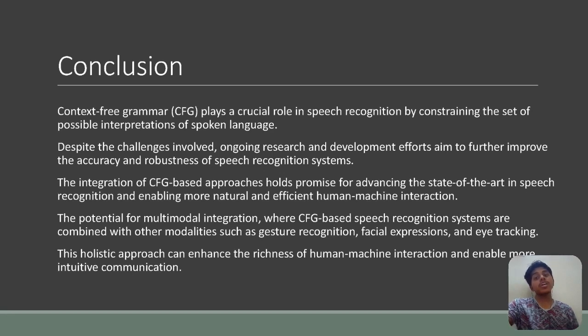As we continue to explore the potential of CFG based speech recognition, we are shaping a future where seamless communication between humans and machines becomes reality.